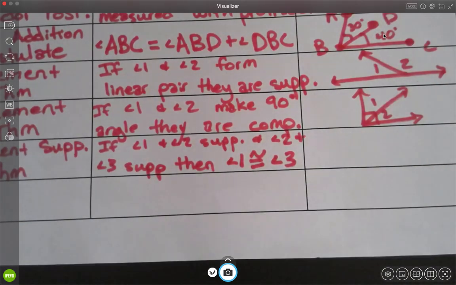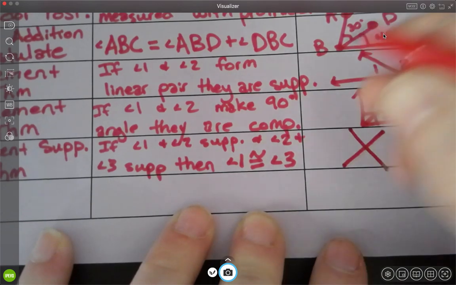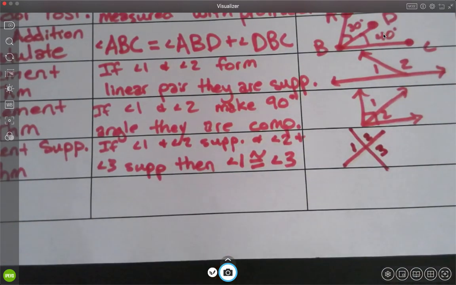If 1 and 2 are supplementary and 2 and 3 are supplementary, then 1 and 3 are the same. I'm going to do angle 1, angle 2, angle 3. There we go. That's how I'm going to write it. 1 and 2 add up to be 180, 2 and 3 add up to be 180, and 1 and 3 are going to be the same.